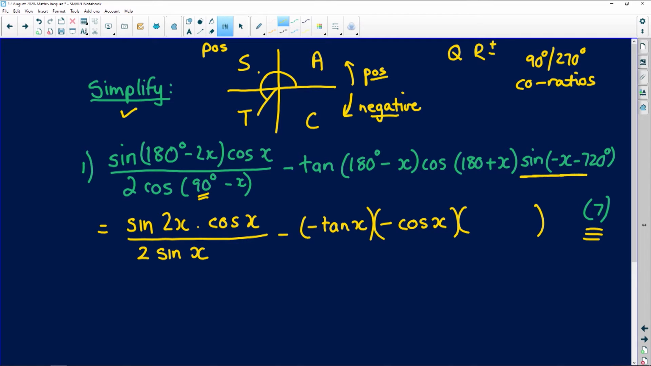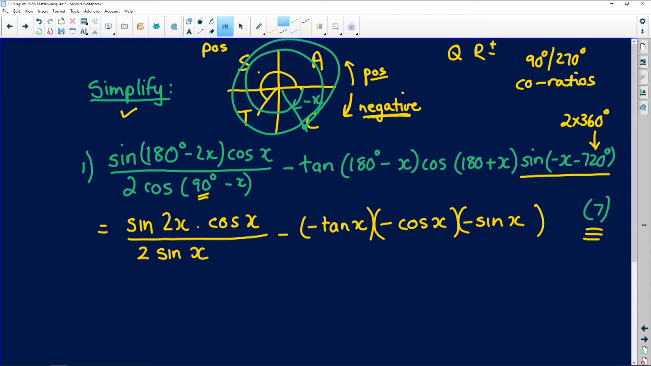Let me show you how to find this one. Now, we know that 720 is 2 360s. So it's 2 revolutions. Okay, so where's minus x? Well, minus means it's negative. So there, let me use another color. There is minus x. Then I go minus 360, minus 720, and I'm at the same place. What happens to sine in the fourth quadrant? Sine is negative. So this is minus the sine of x.